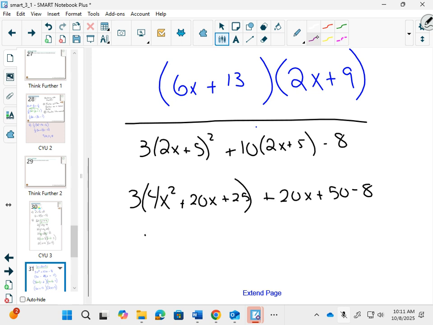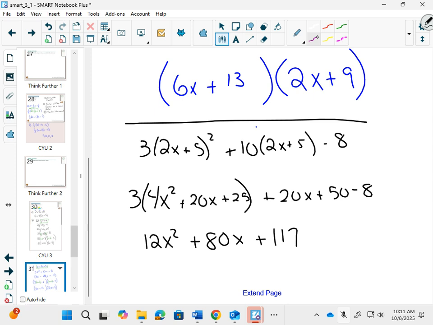And if I distribute this 3, I'm going to get 12x squared. I'm going to get 60x plus 20x is plus 80x. And I'm going to get 75 plus 50 is 125. 125 minus 8 is 117.